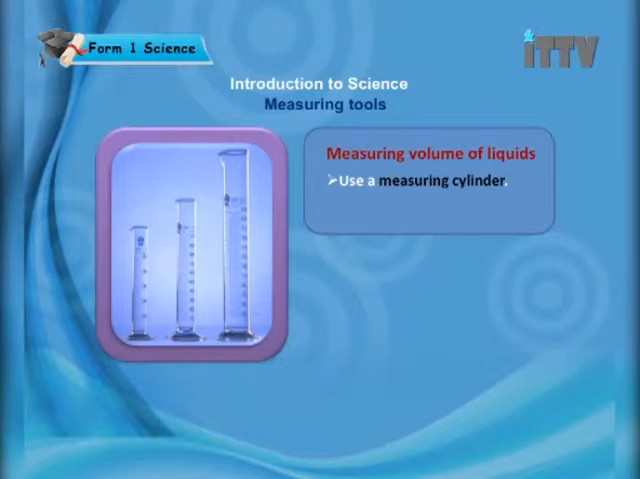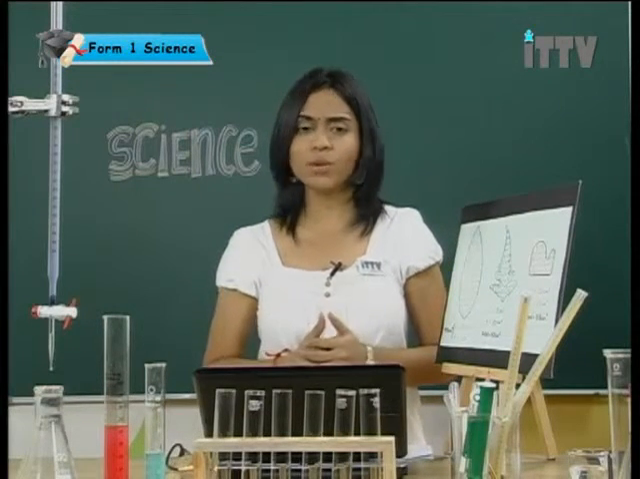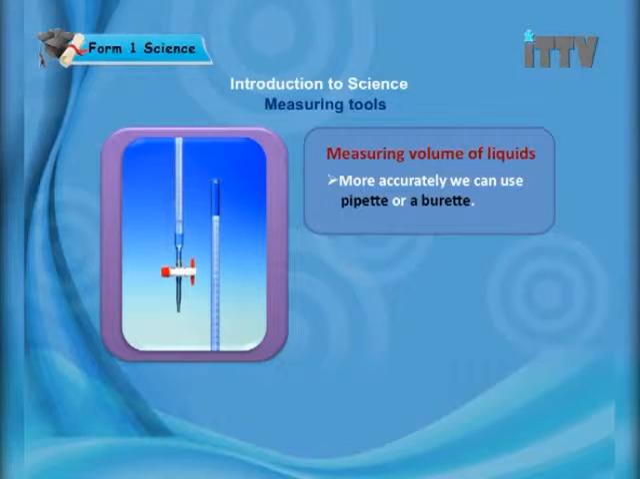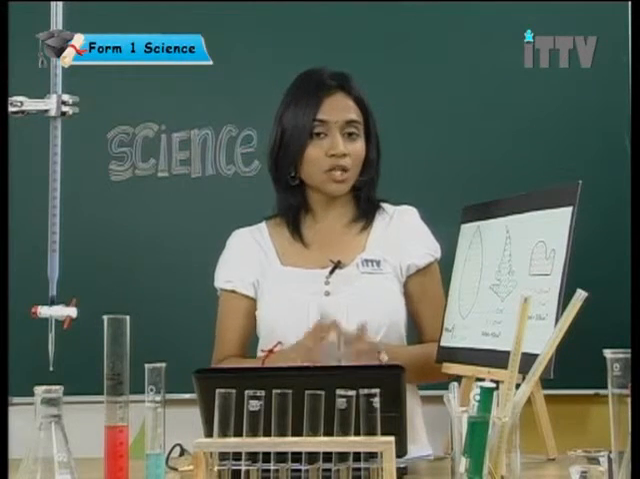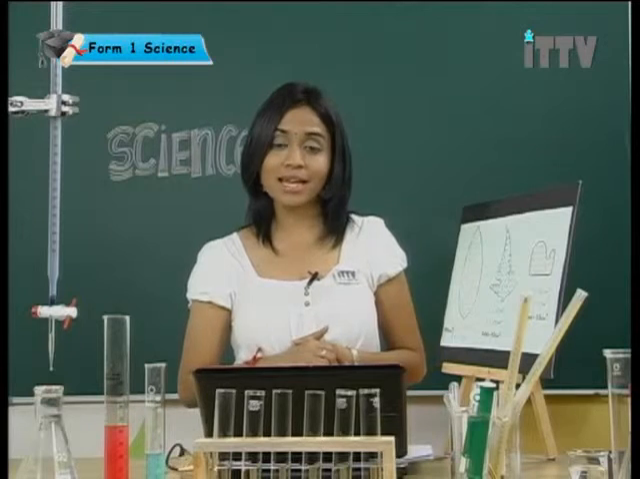Measuring volume of liquids: use a measuring cylinder. So when you think about measuring volume of liquid, we always use the measuring cylinder. Let's see further what other tools can be used to measure the volume of liquid. More accurately, we can use a pipette or a burette. So have you seen a pipette or burette in school before? Later in the lesson, you would see them in further detail and how to actually use a pipette and a burette.